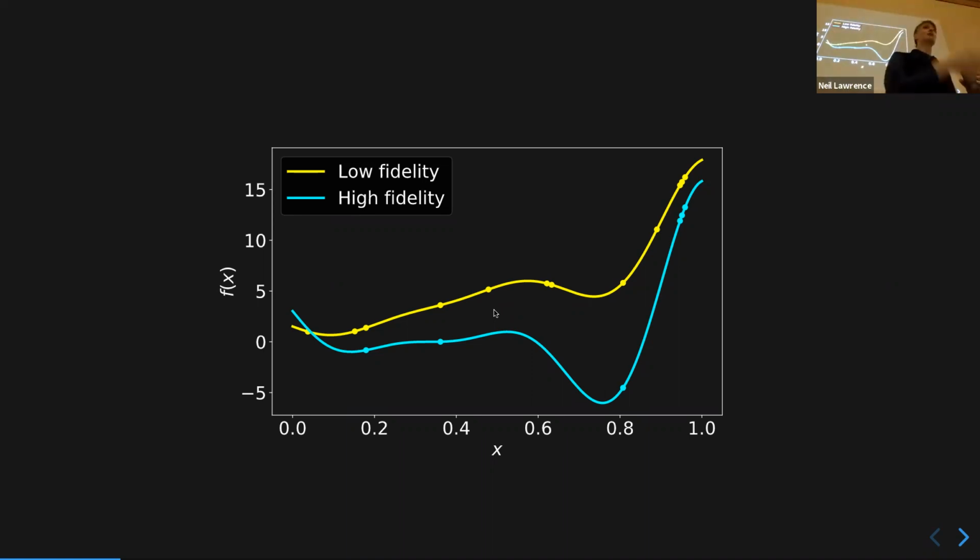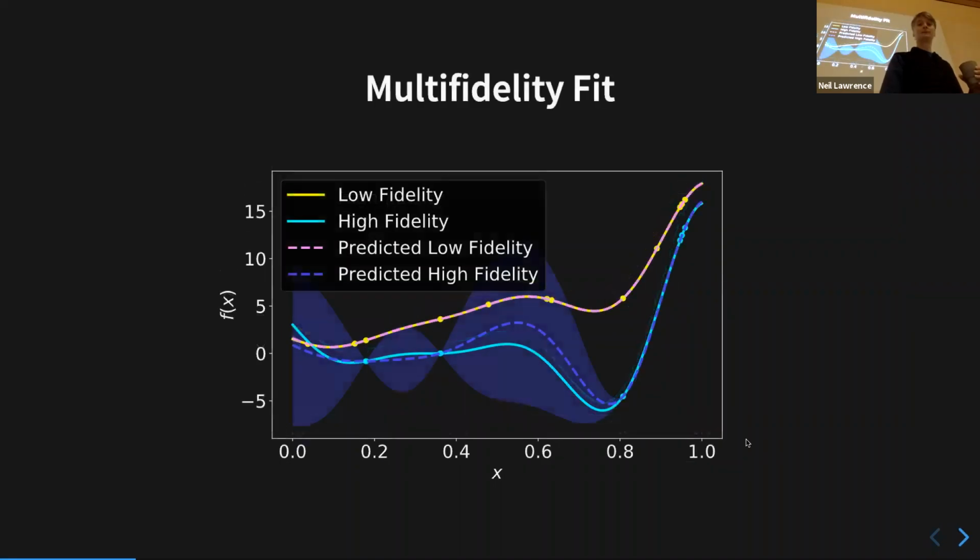Sometimes it's just the cost. The cost of running a wind tunnel experiment versus the cost of running a low fidelity CFD versus a higher fidelity CFD, which is a bit more compute. So the idea here is, we've taken more point observations in the low fidelity function than the high fidelity, presumably because of some cost reason.